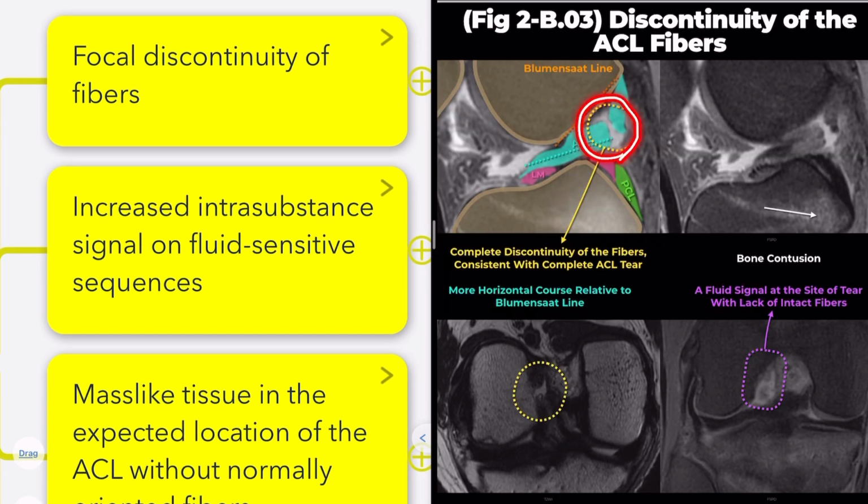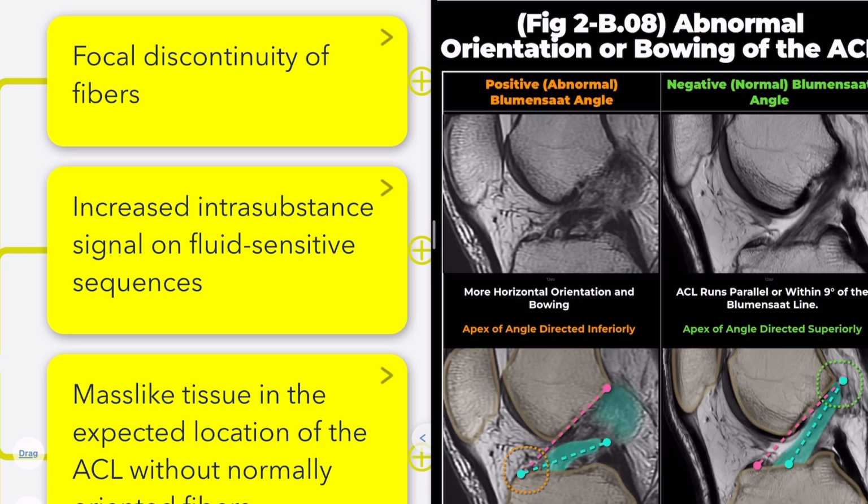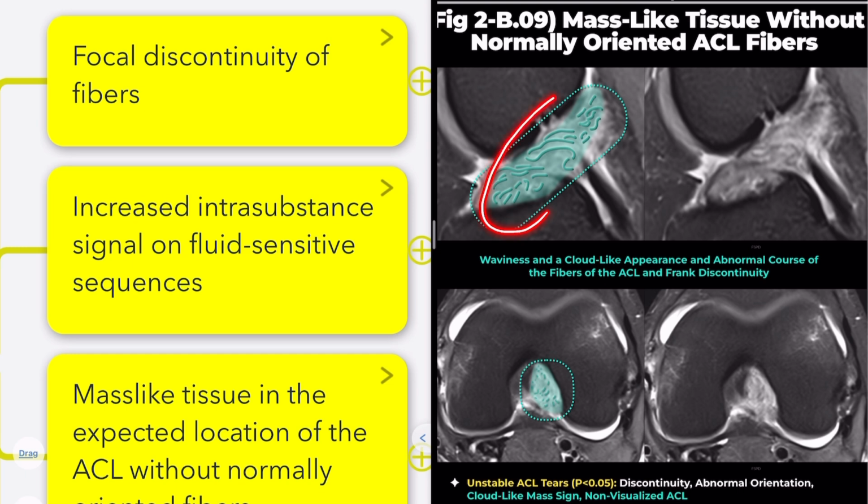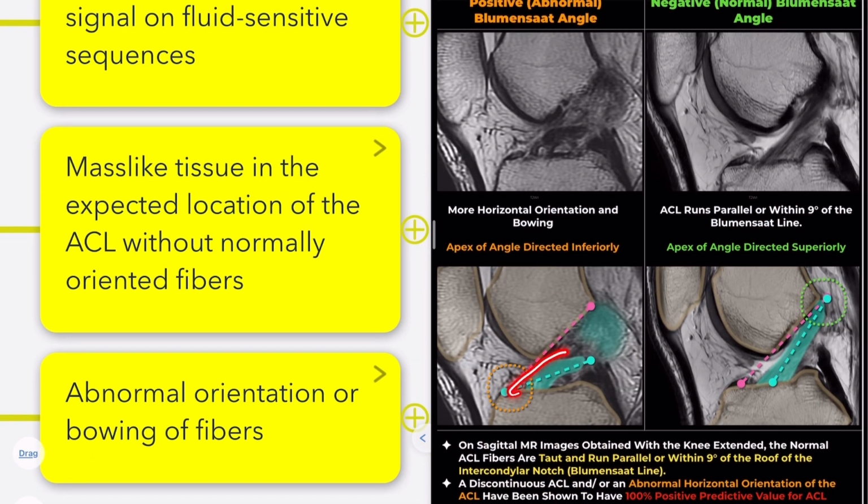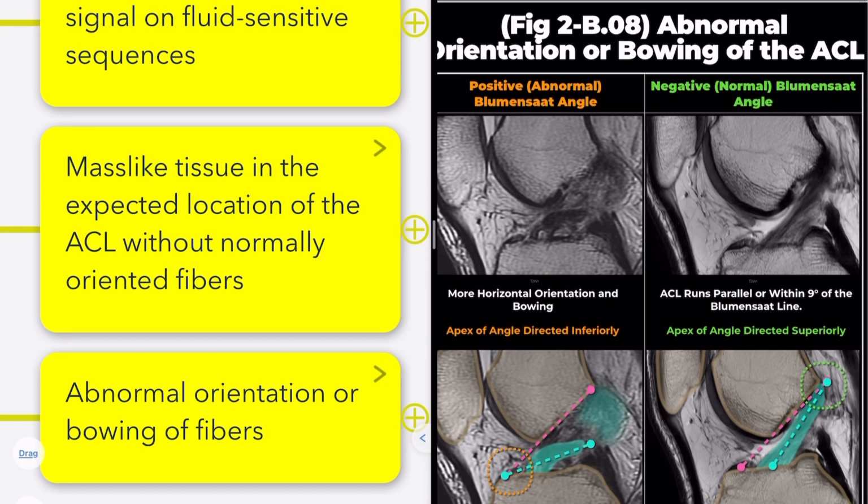Focal discontinuity of fibers. Increased intrasubstance signal on fluid-sensitive sequences. Mass-like tissue in the expected location of the ACL without normally oriented fibers. Abnormal orientation or bowing of fibers.